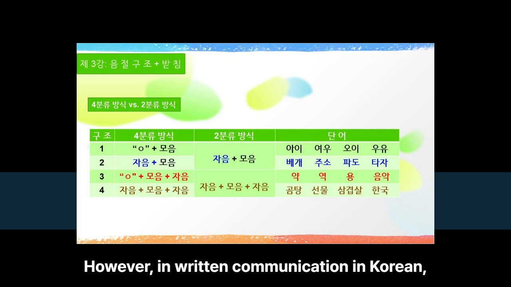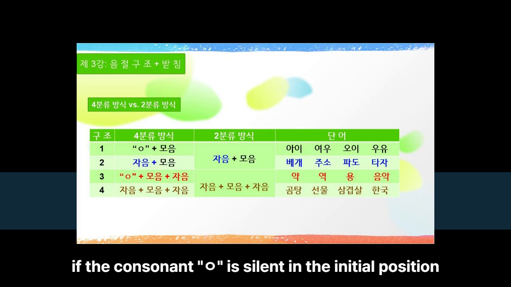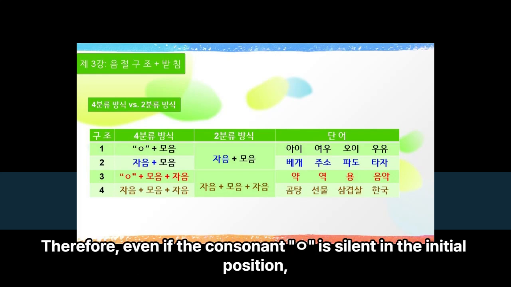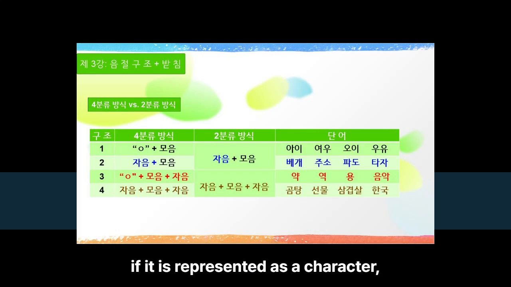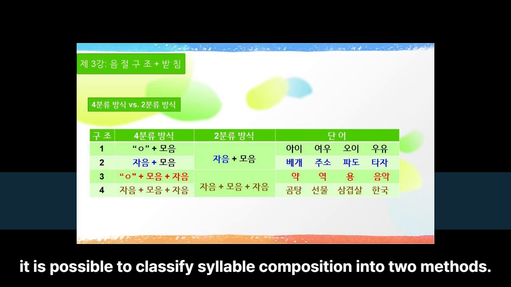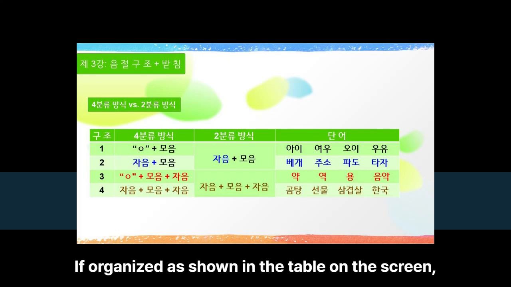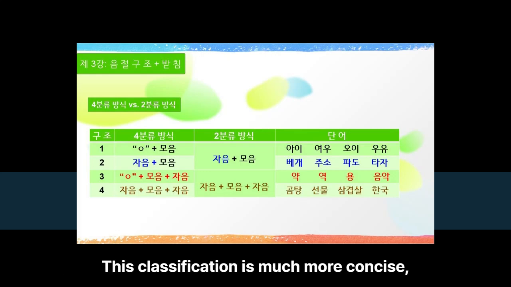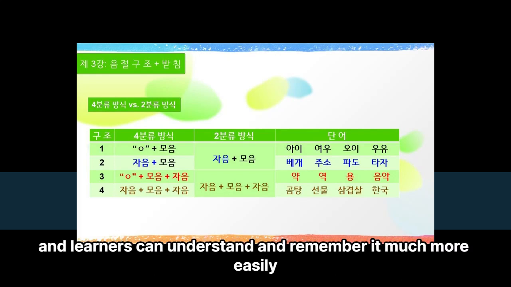However, in written communication in Korean, if the consonant ieung is silent in the initial position, it must still be represented as a consonant. Therefore, even if the consonant ieung is silent in the initial position, if it is represented as a character, it is possible to classify syllable composition into 2 methods. If organized as shown in the table on the screen, it is possible to classify into 2 methods instead of 4. This classification is much more concise, and learners can understand and remember it much more easily.